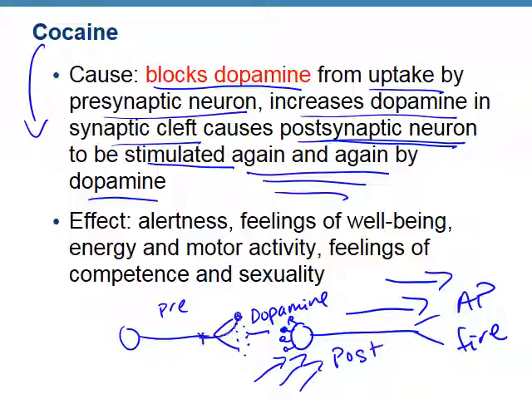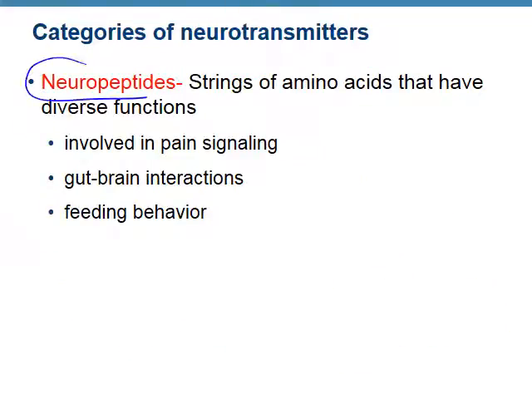Usually this dopamine would get taken away or broken down by an enzyme. But the dopamine just sits there and basically pings the postsynaptic neuron again and again. This causes alertness. You feel really good. You have lots of energy. You have competence.